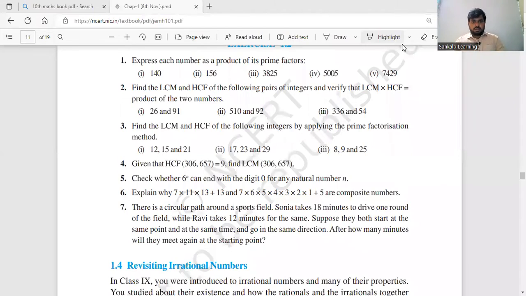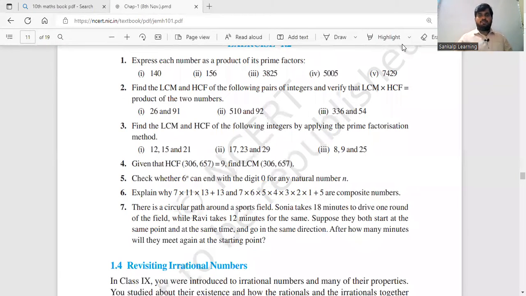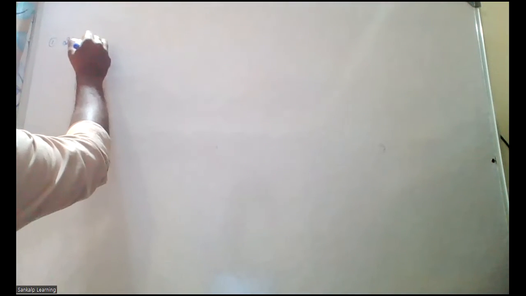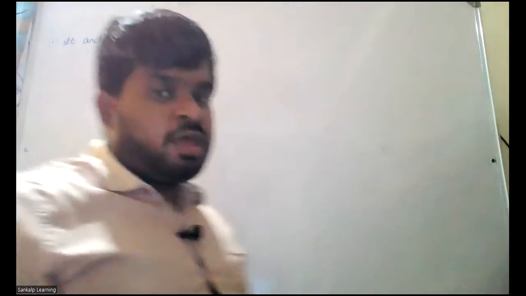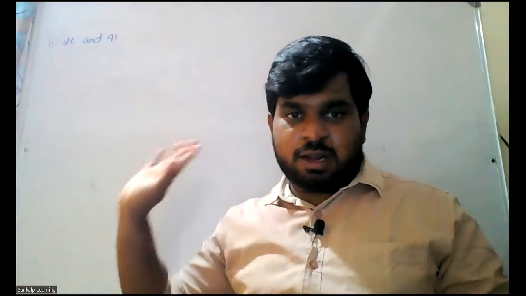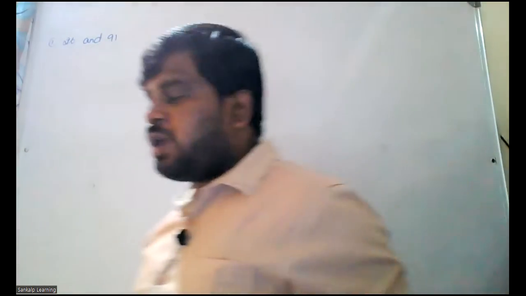The first question, we have to find the LCM and HCF of 26 and 91, and we have to verify the relationship. So the first question is 26 and 91. Now here the very first step is we have to prime factorize the given numbers. So the given numbers are 26 and 91. Let's prime factorize them.